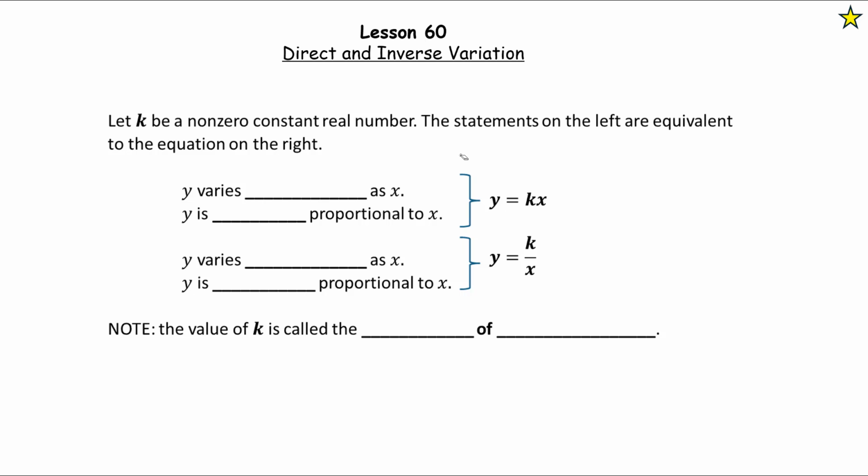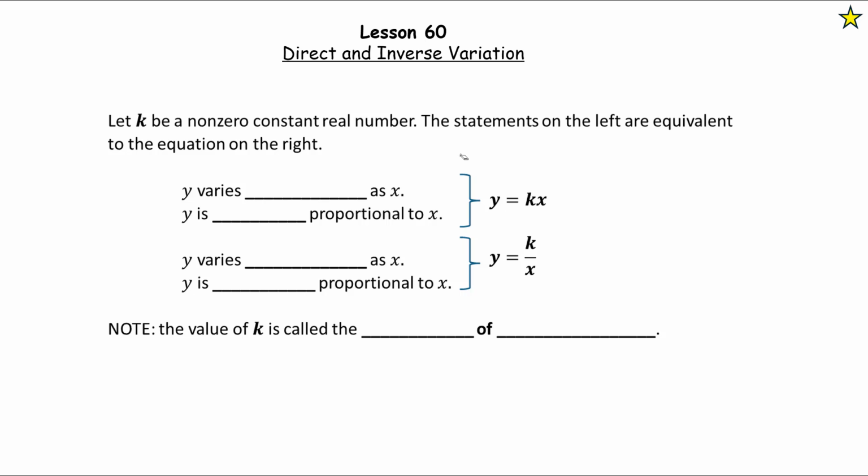Okay, direct and inverse variation. As I was mentioning in that problem with the ideal gas laws, we talked about when you have a situation where 2 quantities are related to each other, they depend on each other in some way. And as one changes, the other changes. Direct variation is when we have two quantities that go up together and they go down together. Inverse variation is when, as one quantity goes up, the other goes down.